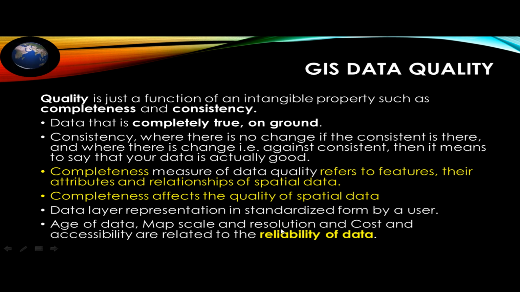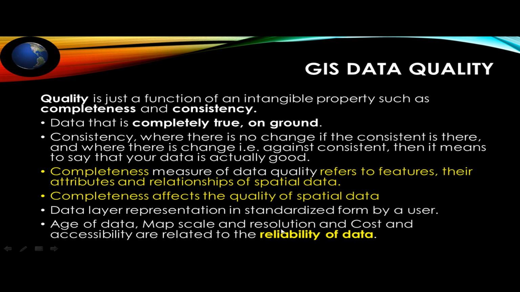Like if you call reliability of data, it means the age of data, map scale, the resolution, the cost, and the accessibility. These are all related to reliability of data. Then first I have talked about the quality of data, which considers the completeness and consistency. Completeness speaks about the spatial changes or spatial relationship with their attributes on the ground surface, and consistency deals with whether there is no change with time. So it will be consistent, meaning true, it means no change is occurring.